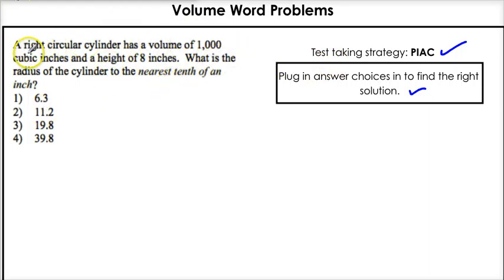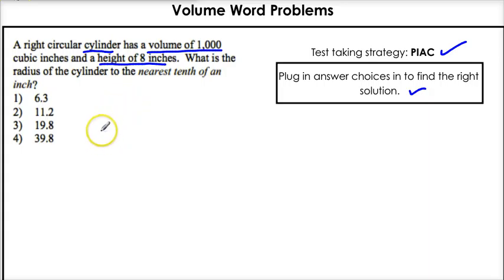Let's read the question. A right circular cylinder has a volume of 1,000 cubic inches and a height of 8 inches. What is the radius of the cylinder to the nearest tenth of an inch? Now, this is an interesting question because it's giving us the volume and it's giving us the height, but it's not giving us the radius, which is kind of like backwards for us. So how are we going to do this? We basically have to solve backwards here.